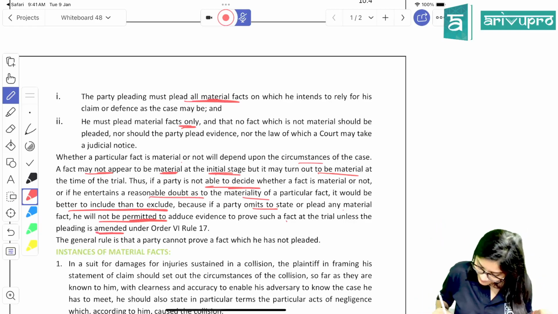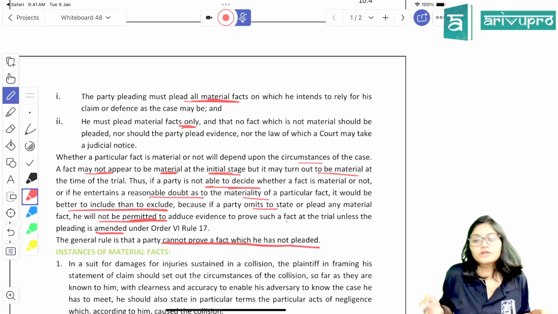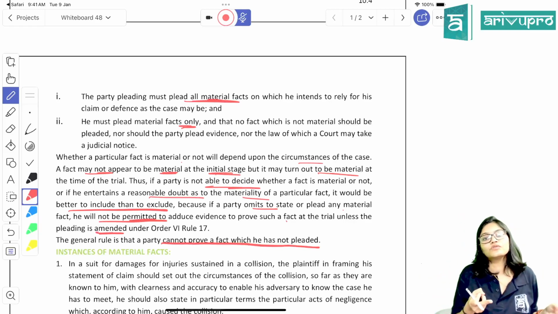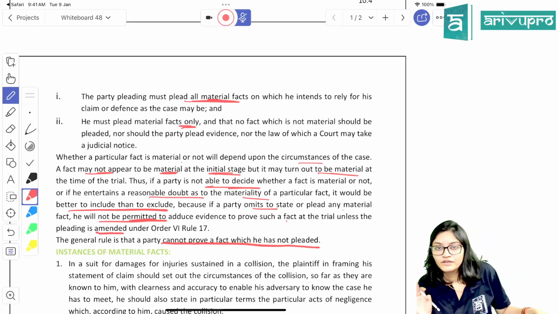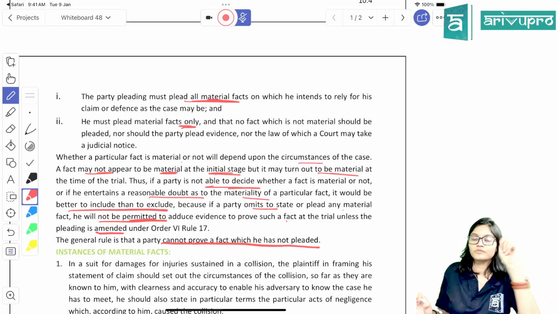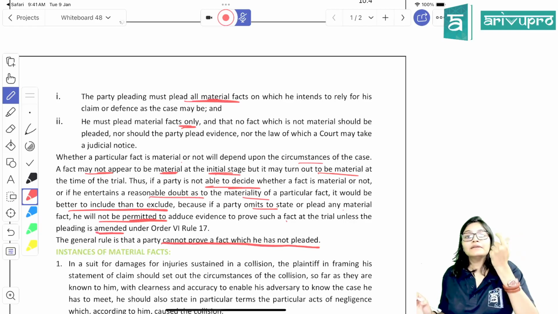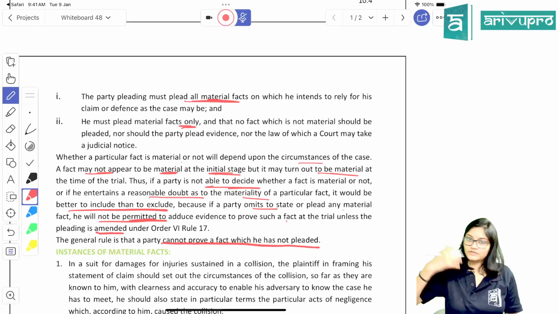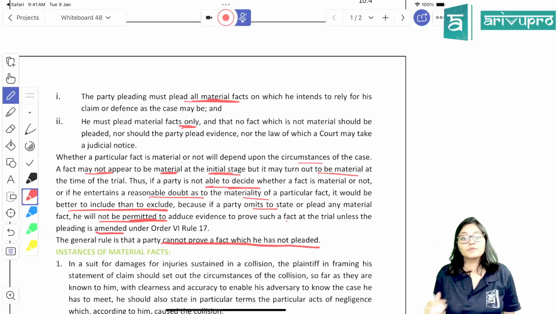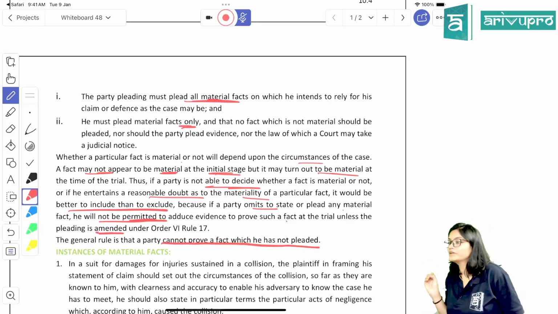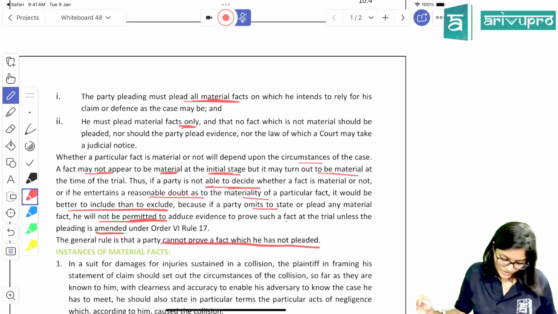So what is the general rule? A party cannot prove a fact which he has not pleaded. So if you miss out any fact, later on you will not be able to prove it, and later on you will not be able to claim it also. For example, I wrote that yes, Simran is supposed to give me 10 lakh rupees. But I missed out that additional 1 lakh interest is also there. Now, forget about 1 lakh rupees, because I did not mention the fact. And if I don't mention the fact, later on I am not allowed, right? So all the material facts should be included. Right? So that is your materiality.